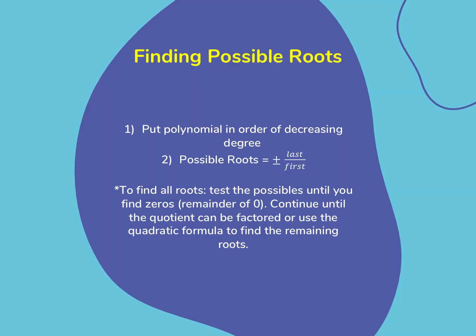So when you're finding the possible zeros, what you're going to do is first put your polynomial in order of decreasing degree, and then to find the possible roots, the list of them, you're going to take the factors of the last term and put it over the factors of the first term. To find all the roots, you're going to have to test the possibles until you find the zeros, where when you do synthetic, you're going to get a remainder of 0. You're going to continue until the quotient can be factored or using the quadratic formula.